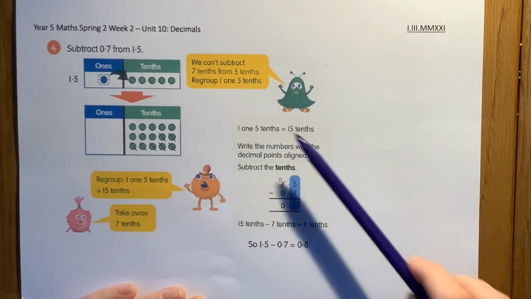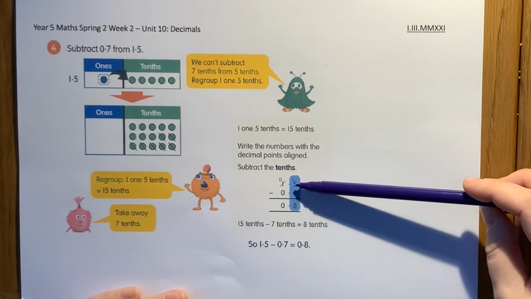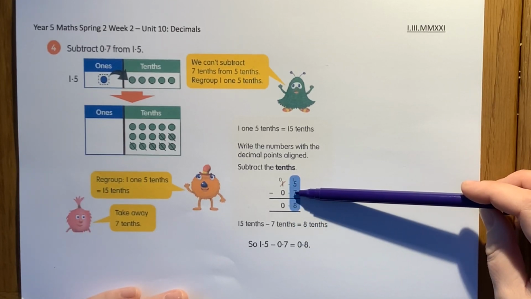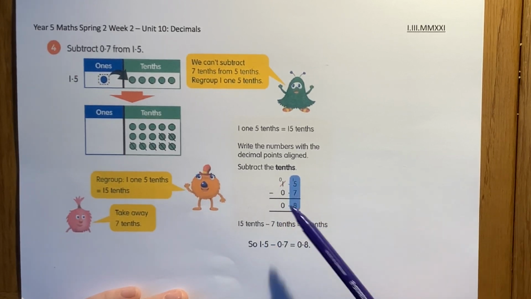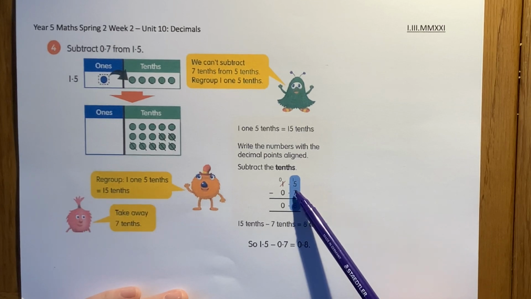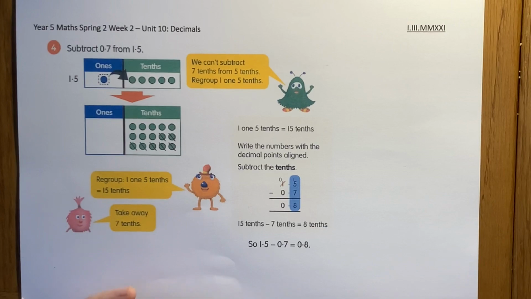This is what the abstract looks like. So same thing here, making sure you line up. We started with 5 tenths, take away 7 tenths. We couldn't do that, so we regrouped, leaving 0 whole ones and making 15 tenths. Then we did 15 tenths, take away 7 tenths is 8 tenths. 0 take away 0 is 0, giving you 0.8.